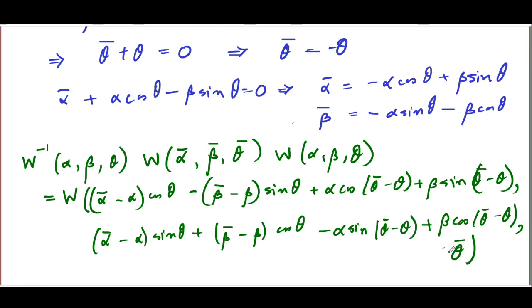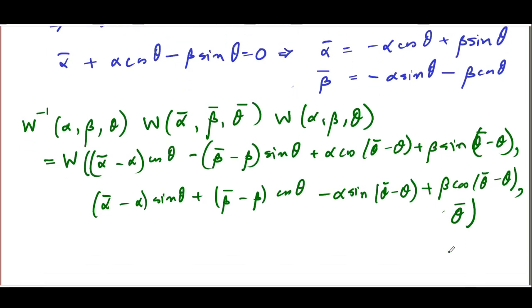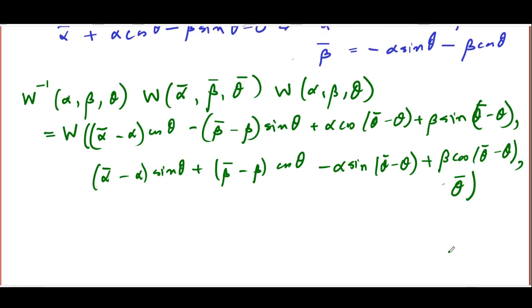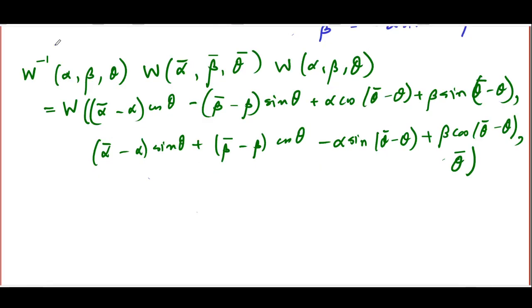So this is what you get when you conjugate W alpha bar beta bar theta bar using the element W alpha beta theta. Now the next step will look pretty familiar to you. If you have already watched my earlier video in the same series on the derivation of Poincaré algebra, what we are going to do is we are going to consider the situation where the parameters alpha bar, beta bar and theta bar are infinitesimally small.